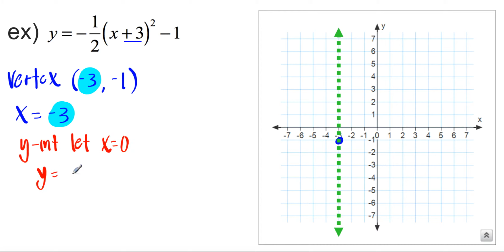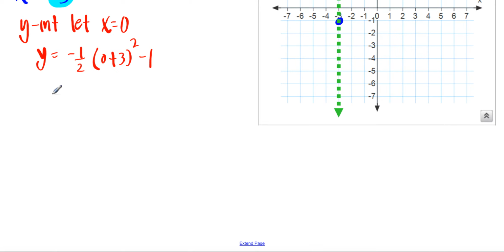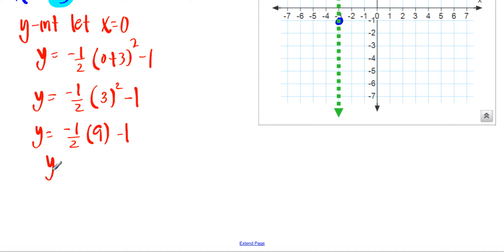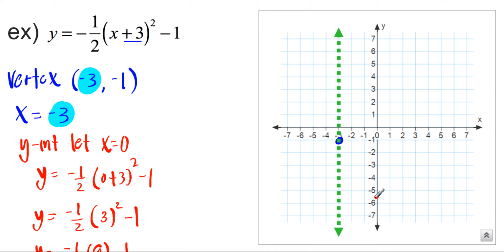So that gives me y is equal to negative 1/2 times (0 plus 3) squared minus 1. We're going to do our order of operations here: 0 plus 3 is 3 squared minus 1. Then we do our exponent, so that's negative 1/2 times 9 minus 1. Negative 1/2 times 9 is negative 4.5 minus 1, and that gives me negative 5.5. So that's my y-intercept. We're graphing, so I'm okay with that decimal. I'm just going to do the best I can to eyeball it right about there.